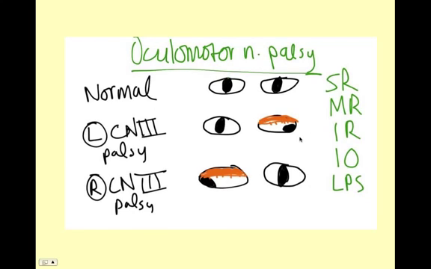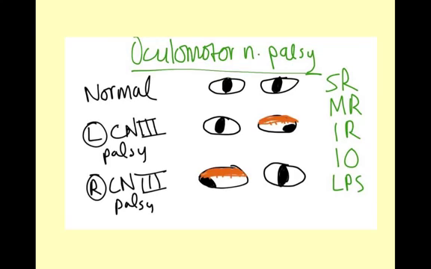Okay, how about an oculomotor nerve palsy? So remember that the oculomotor nerve innervates the superior rectus, the medial rectus, the inferior rectus, the inferior oblique, and the levator palpebrae superioris. So the superior rectus moves our eye up, medial rectus moves our eye in towards the midline, inferior rectus moves our eye down, and the inferior oblique is an accessory muscle to move our eye up, and it also can rotate the eye.